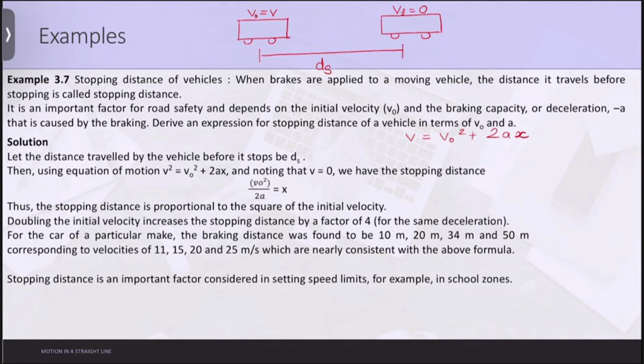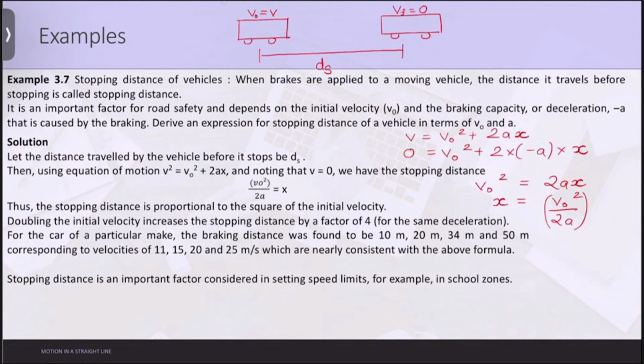We know that the final velocity is 0, so 0 is equal to v naught squared plus 2 into, please remember, a would change to minus a because it's a deceleration question, into the displacement in the positive direction, so it's plus x only. So this will change to v naught squared equal to 2ax, or we can write x is equal to v naught squared by 2a. Thus the stopping distance is proportional to the square of the initial velocity.